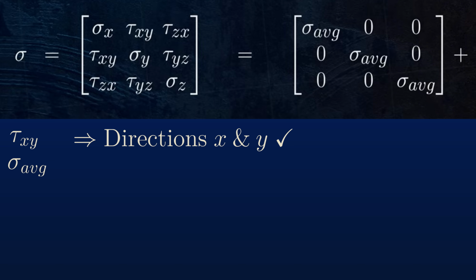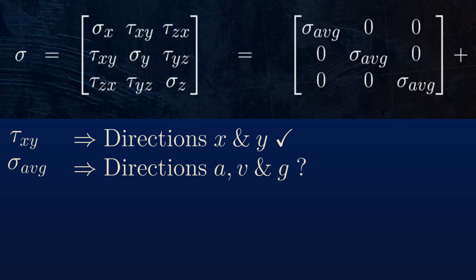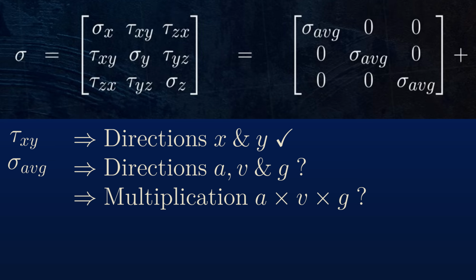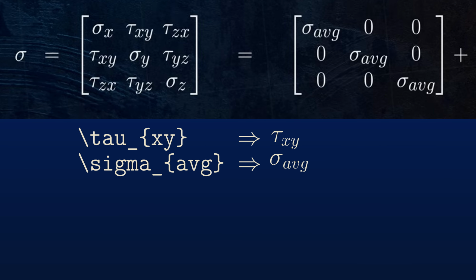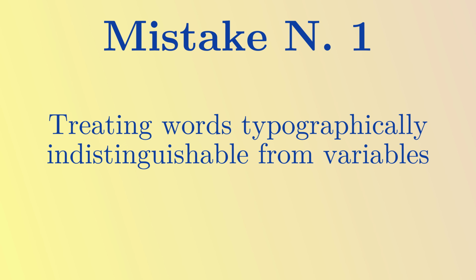Since it follows the same typographical convention as the shear stress, it could mean 3 directions, A, V, and G, or even the multiplication of 3 variables, A times V times G. Of course, that is not the intention. AVG stands for average. But visually, LaTeX doesn't know that. And this happens because we treat the word average exactly like we treat variables. When we place it inside the subscript brackets in math mode, LaTeX automatically interprets each letter as an independent variable, and variables are rendered in italics. So mistake number 1 is treating words typographically indistinguishable from variables.